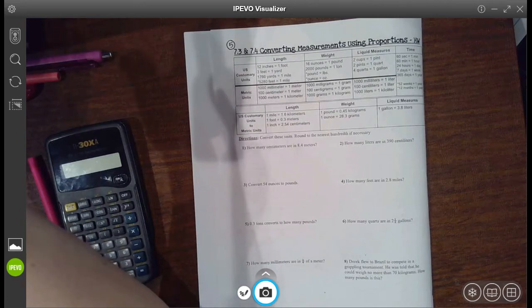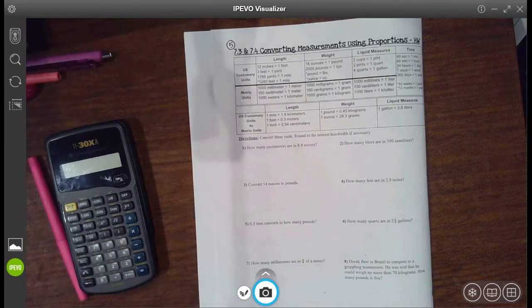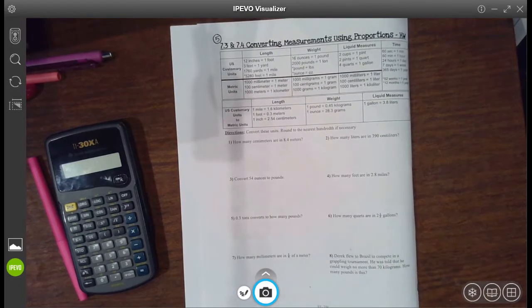Hello, my little mathematicians. Today I'm going to help you get started on your converting between measurements homework. So let's take a look at number 1.